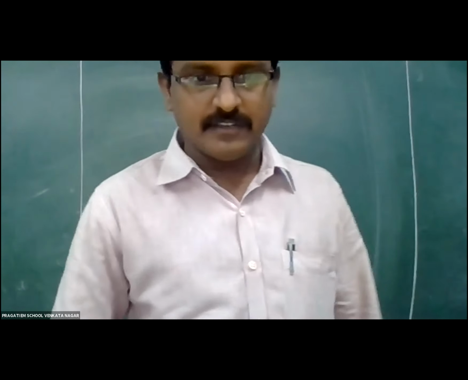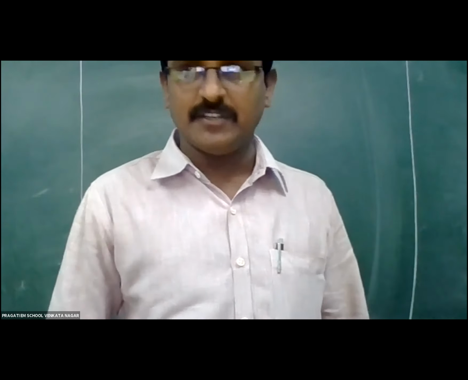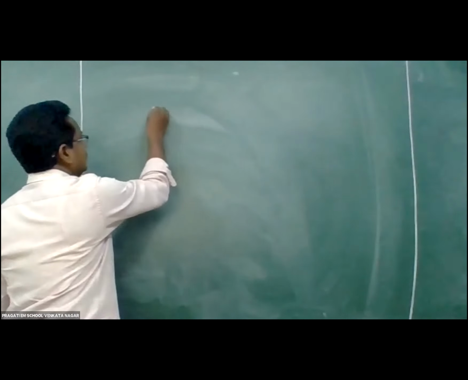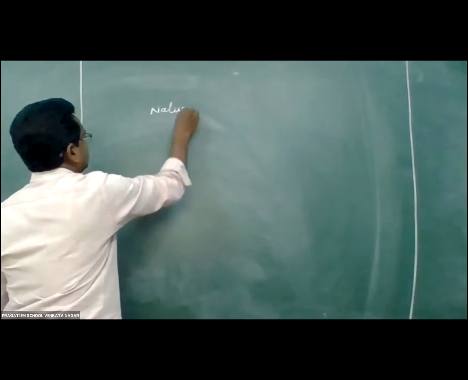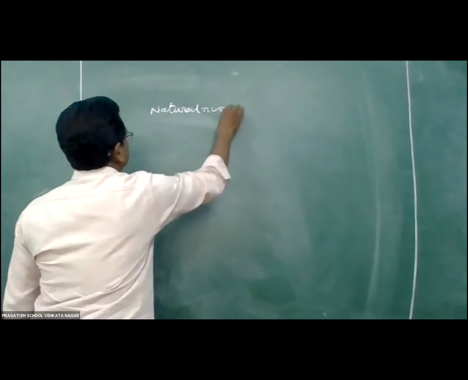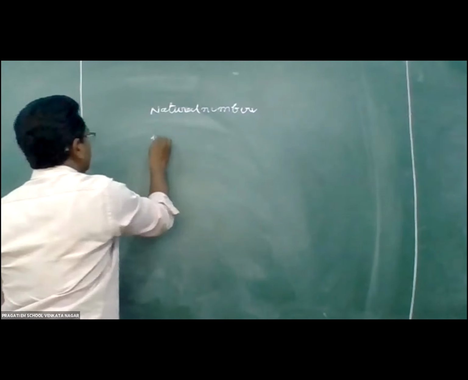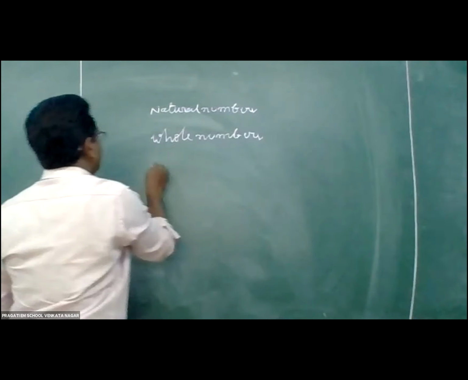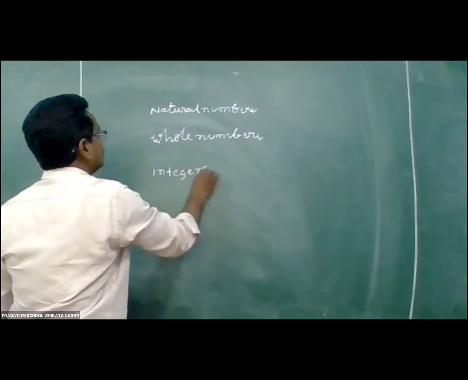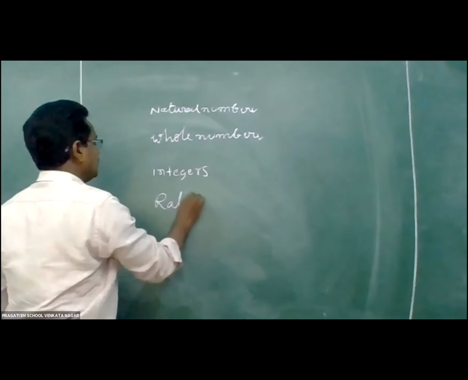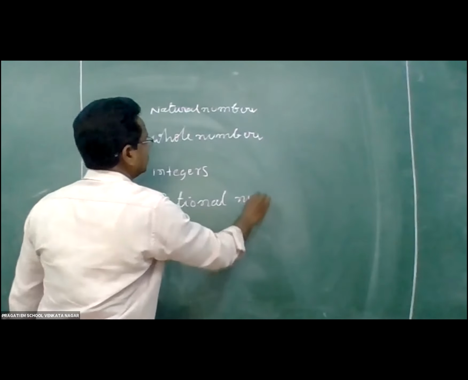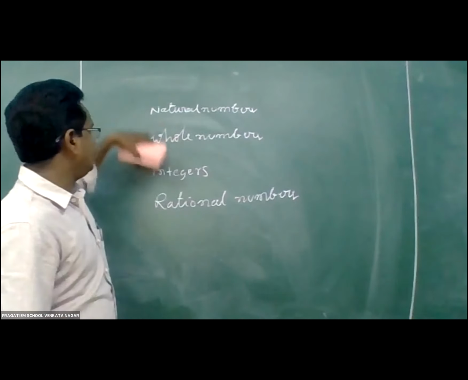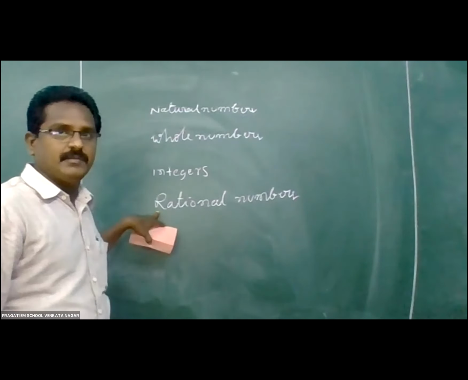Okay, good afternoon, children. I am Sachinarayana, Faculty of Mathematics. Yesterday, I explained about the number system, that is natural numbers, whole numbers, integers, and later rational numbers. Yes, yesterday I explained about natural numbers, whole numbers, integers, and rational numbers.